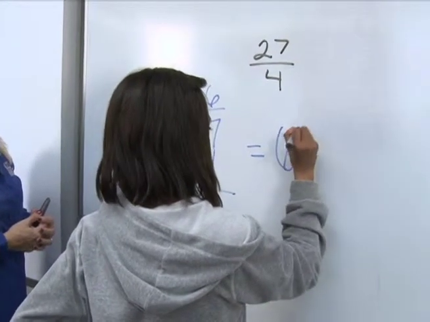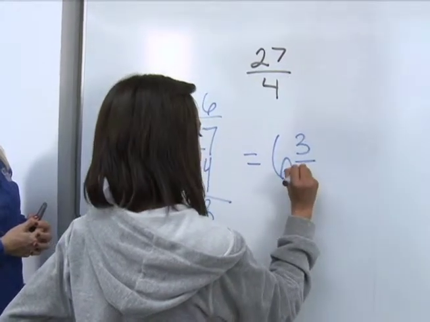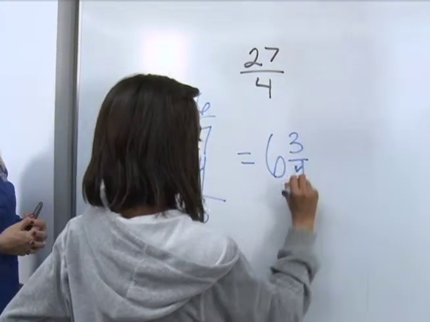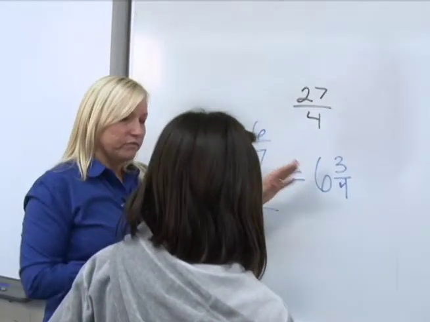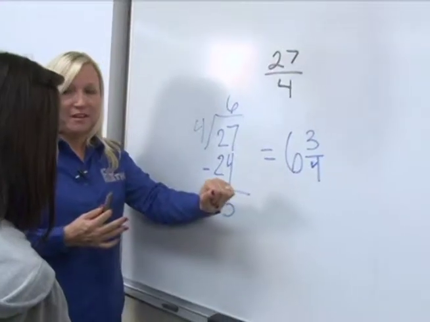6 and 3/4. Very good. And one thing you have to be careful of is that this 3 over 4, if it's possible, you might have to reduce it or simplify it, okay? But in this case, we don't have to. All right? Good job. High five. Good job.